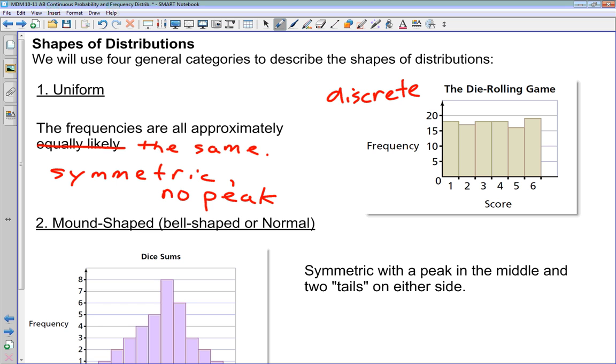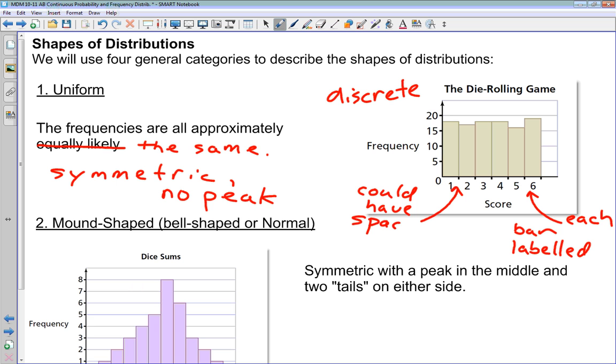Notice that when we label each of these bars in our graph here, we are labeling the center of each bar. We are counting each time a 6 comes up, or each time a 5 comes up, and so on. And we could have spaces between the bars.